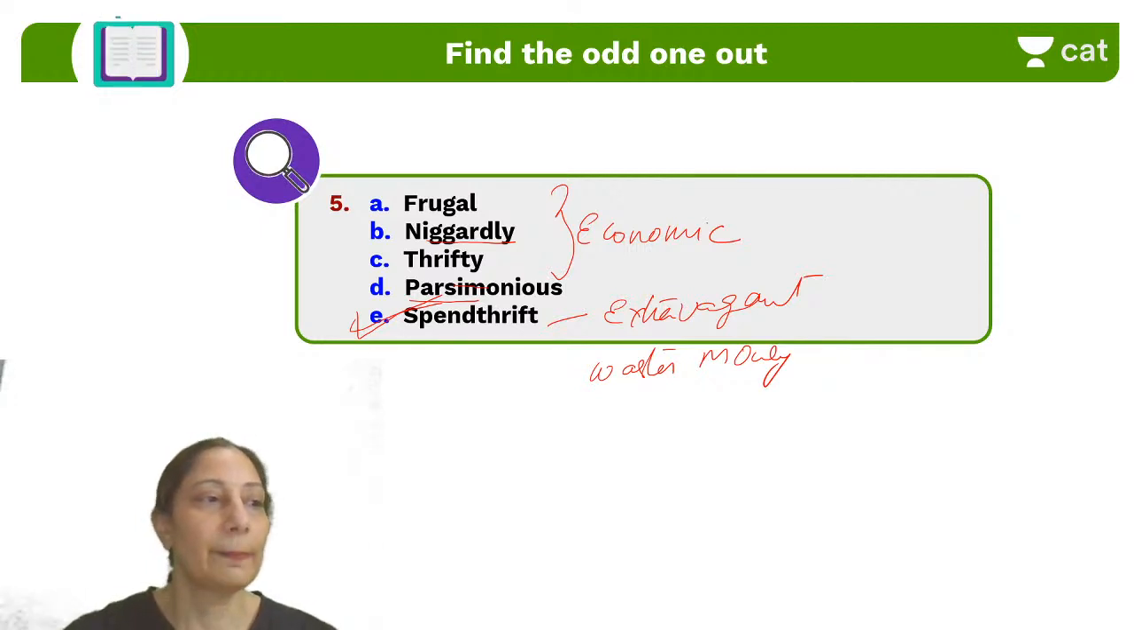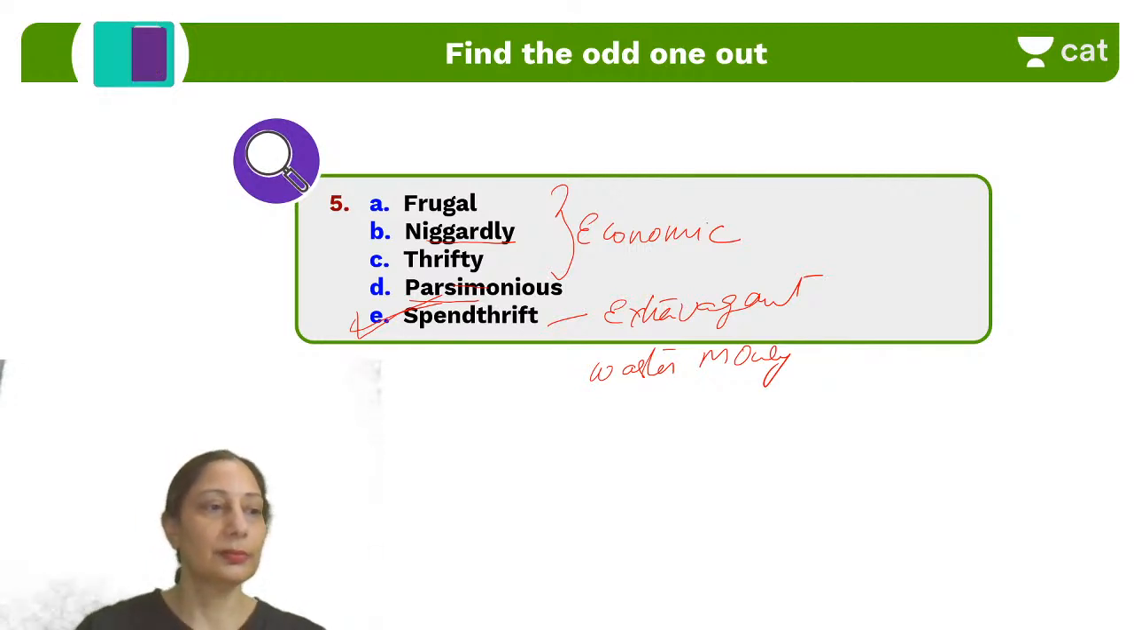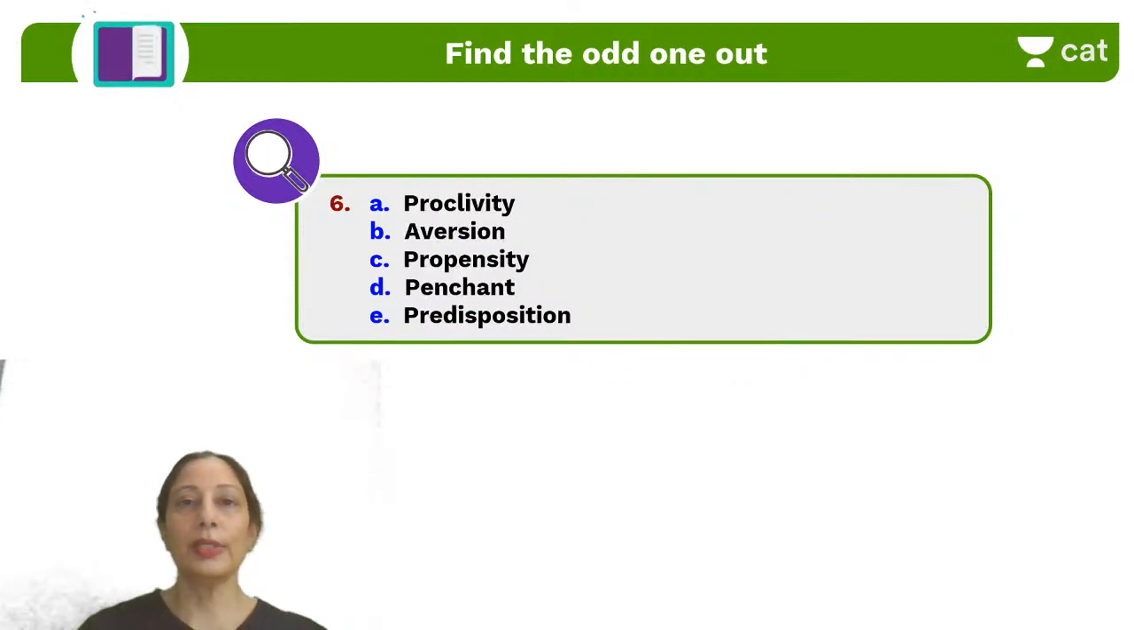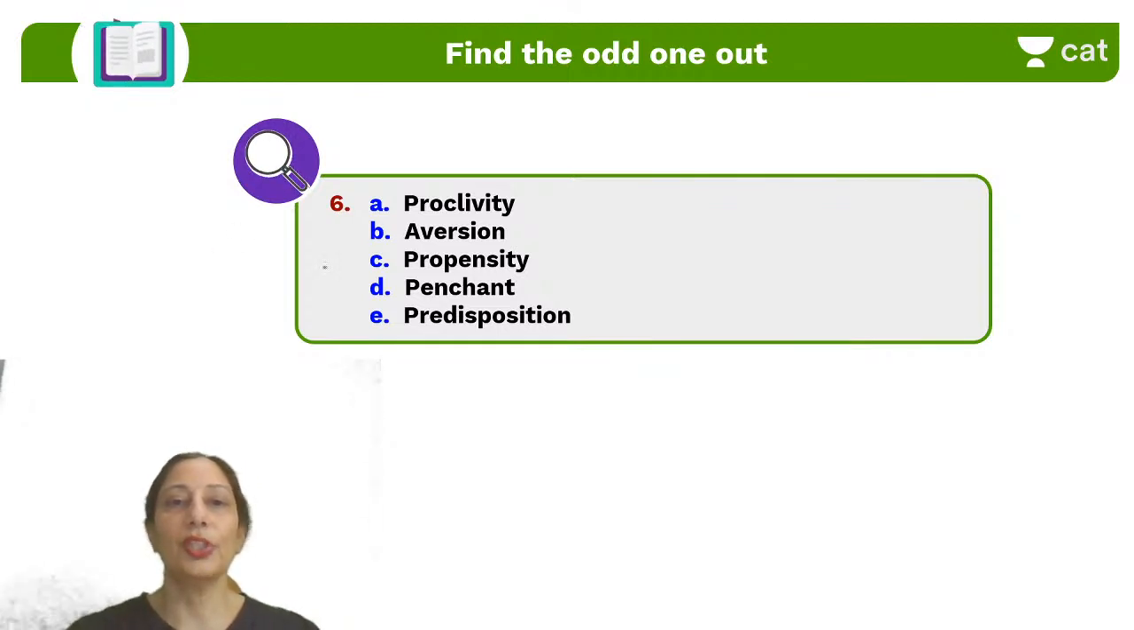Right, guys? You got the answer? Okay, fine. Next question coming up on your screen. Proclivity, aversion, propensity, penchant, predisposition.